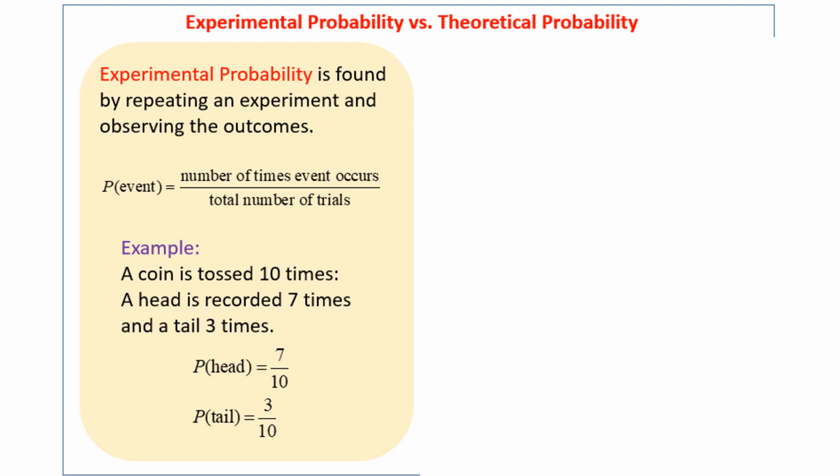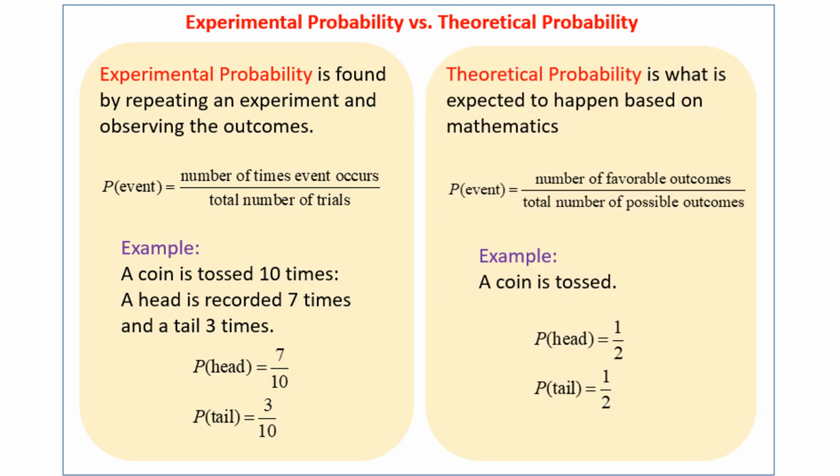So this is the result of an actual experiment, while the theoretical probability is what is expected to happen based on mathematics. So, for example, a coin is tossed. The probability of having a head is equal to 1 out of 2 since we have two possible outcomes here, head or tail. And the probability of having a tail is also 1 over 2.